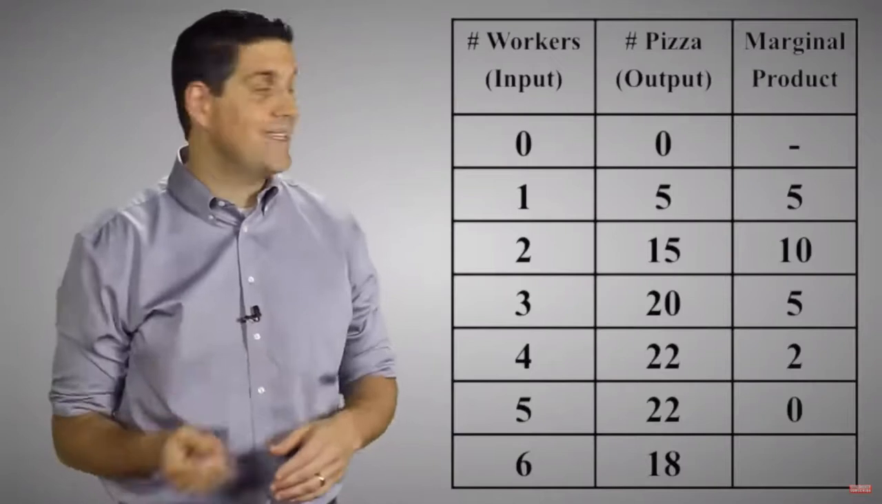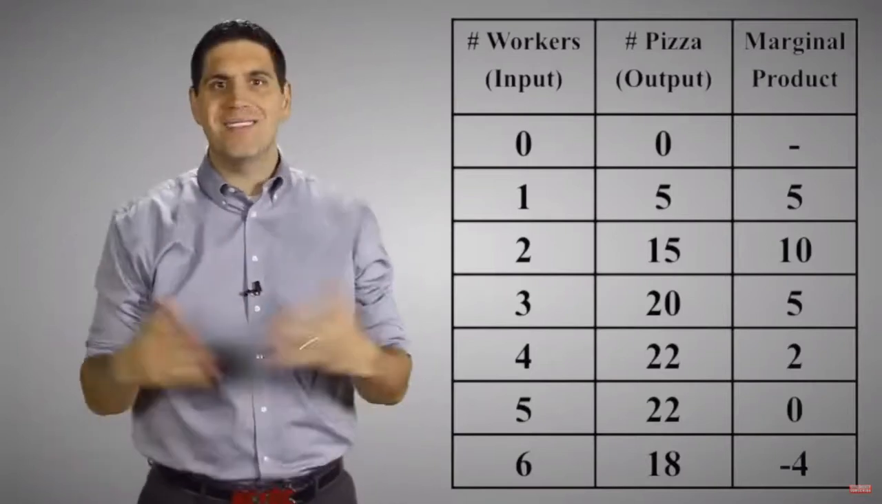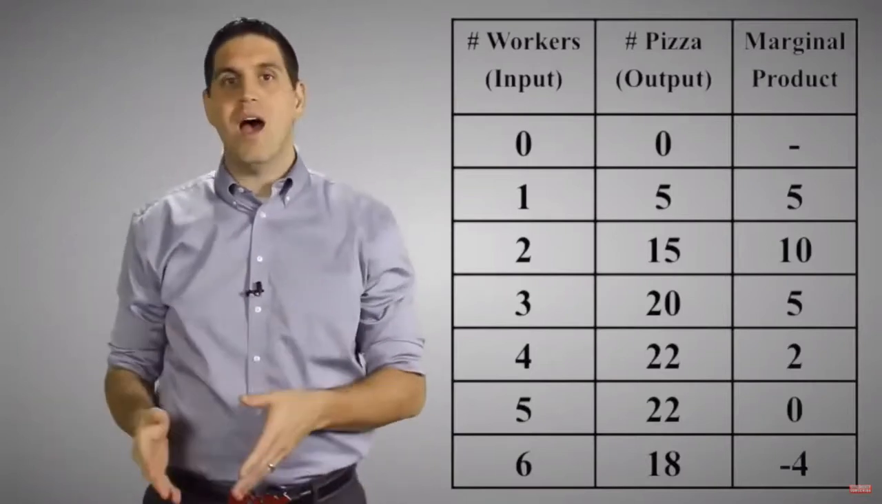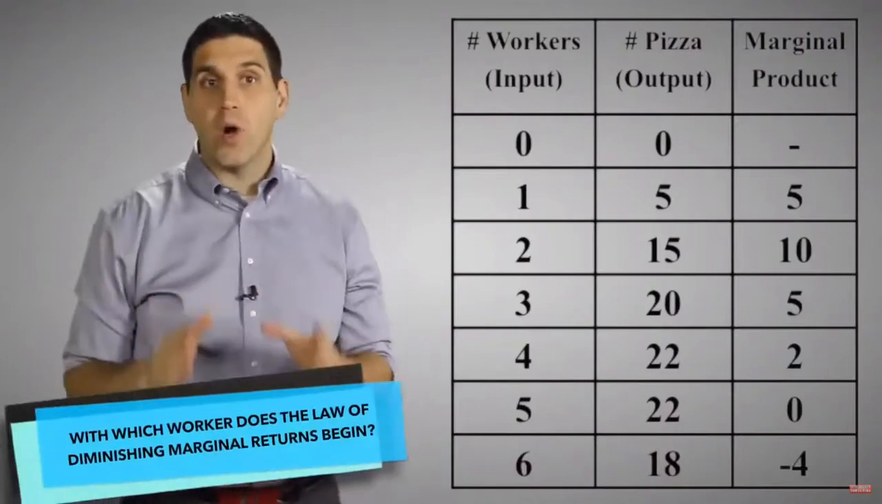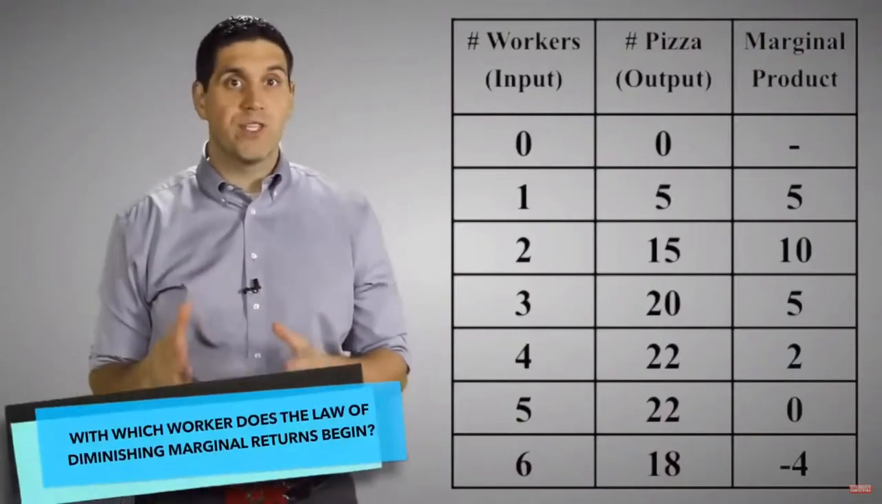So the marginal product is -4. Now keep in mind, this is not because the workers are lazy or dumb. It's because of fixed resources. Okay, here's a question. With which worker does the law of diminishing marginal returns set in?